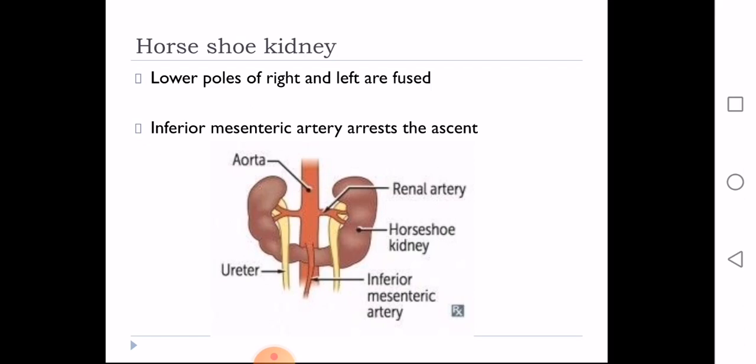At this point they can ask you which artery prevents the ascent of the horseshoe kidney? It is the inferior mesenteric artery. You remember that from the dorsal abdominal aorta there are three ventral branches: celiac trunk, superior mesenteric and inferior mesenteric. So the first one from below that you will encounter is the inferior mesenteric artery. This artery will not allow it to go further up.